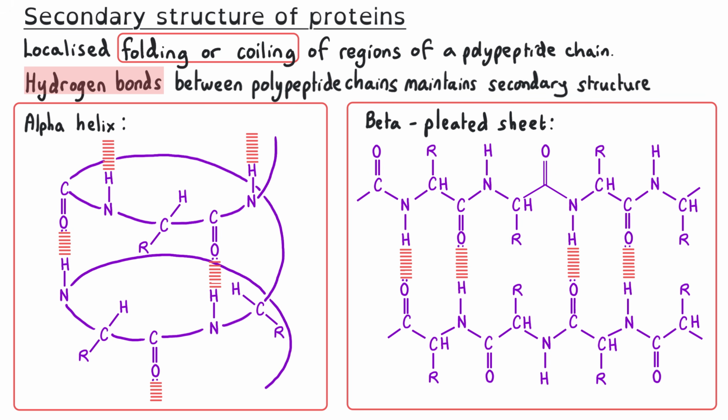What you can see from both of these diagrams is the hydrogen bonds are forming between the lone pair on an oxygen atom as part of the C double bond O group, and the hydrogen bond is going to the electron-deficient hydrogen atom of part of an NH group from a different position in the polypeptide chain. So the key takeaway is that secondary structure is entirely due to hydrogen bonding between peptide bonds, creating these regular patterns that set the foundation for the protein's overall three-dimensional shape.